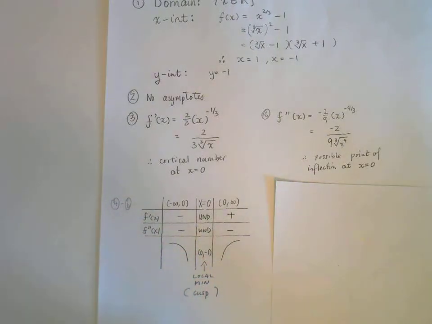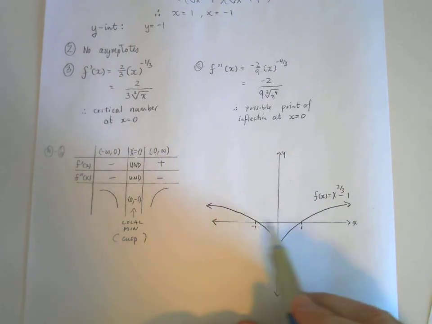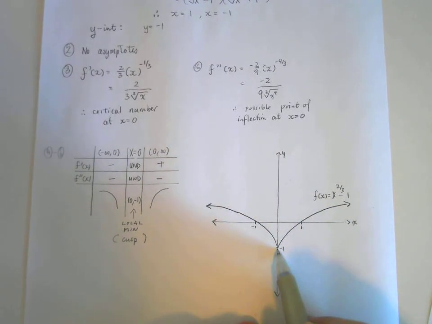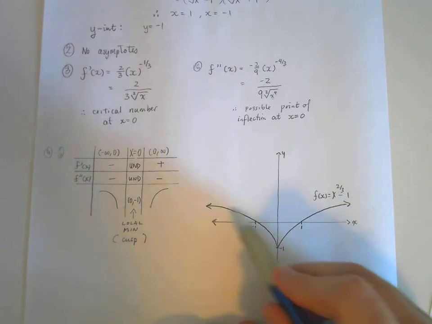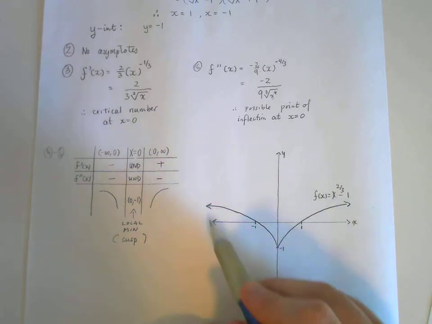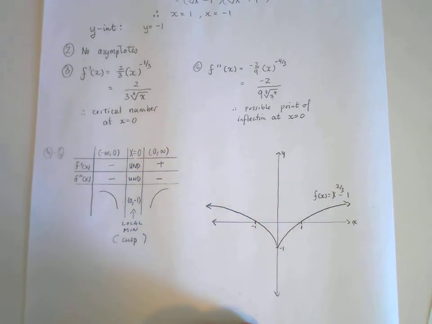So if we actually plot the function out, then it should look something like this. Here are my x-intercepts. Here is that cusp, that was the local min, and then there's my concave down, decreasing, increasing.